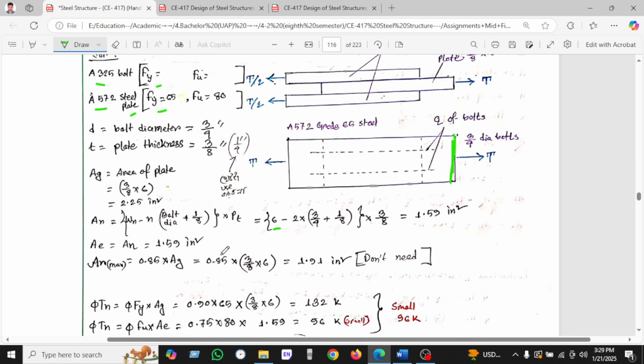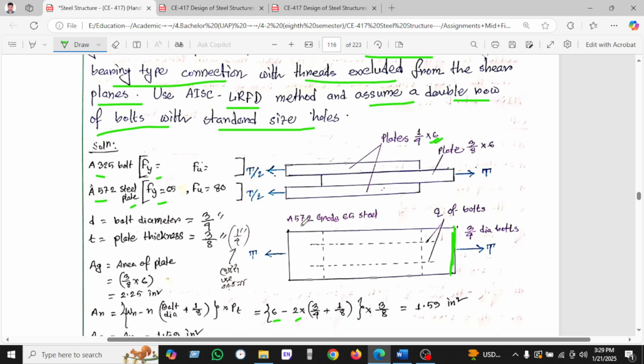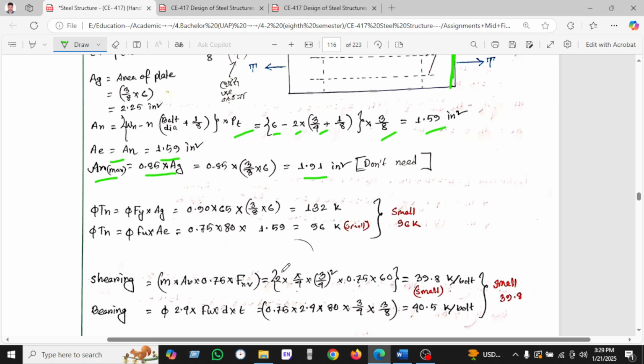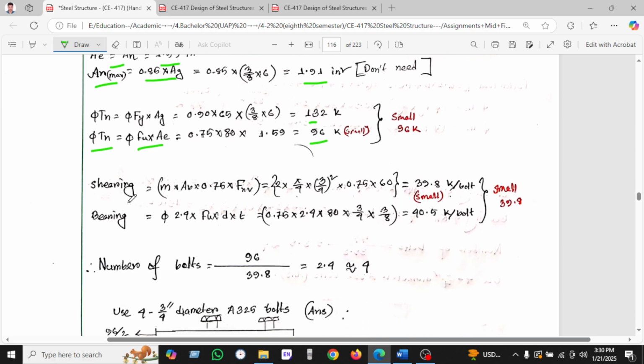Okay, 6 into the number of bolts; we have taken 2 bolts, and calculating with plate thickness 3/8 we found 1.39. Ae equal to An equal to 1.59, and Ae max equal to 0.85 into Ag, and found 1.19. This we don't need, but we have calculated it here. Phi Tn we found 132, and on the other hand phi Tn we found 96. So we take 96 as the smaller value.